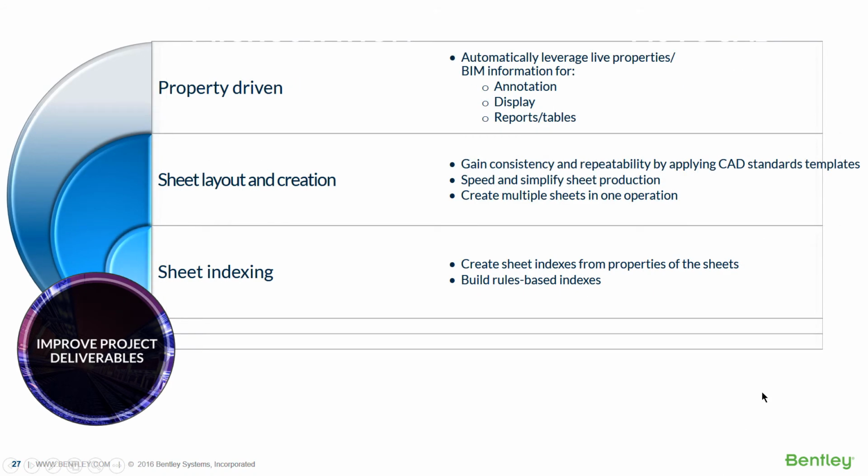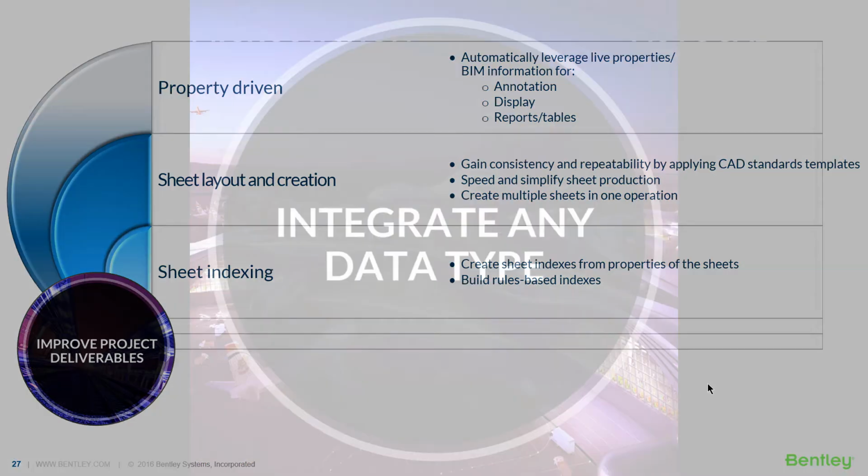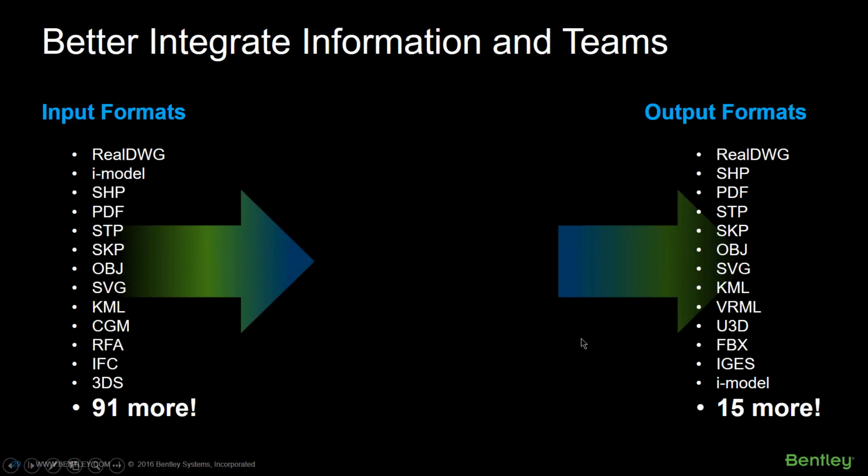Remember, it's all about property-driven here. This documentation workflow is based on the idea that you have properties, you leverage those live properties for annotation, display, reports, tables. And of course, this means you're going to gain consistency and repeatability by applying the same CAD standards through templates, and it simplifies the production of sheets, and creates all those properties and sheet indexes. So actually, I didn't have a chance to show sheet indexing, but that's a wonderful way of keeping track of all your sheets and what sheets belong in a sheet set. So, kind of finishing up here, we do want to integrate all sorts of different data types.